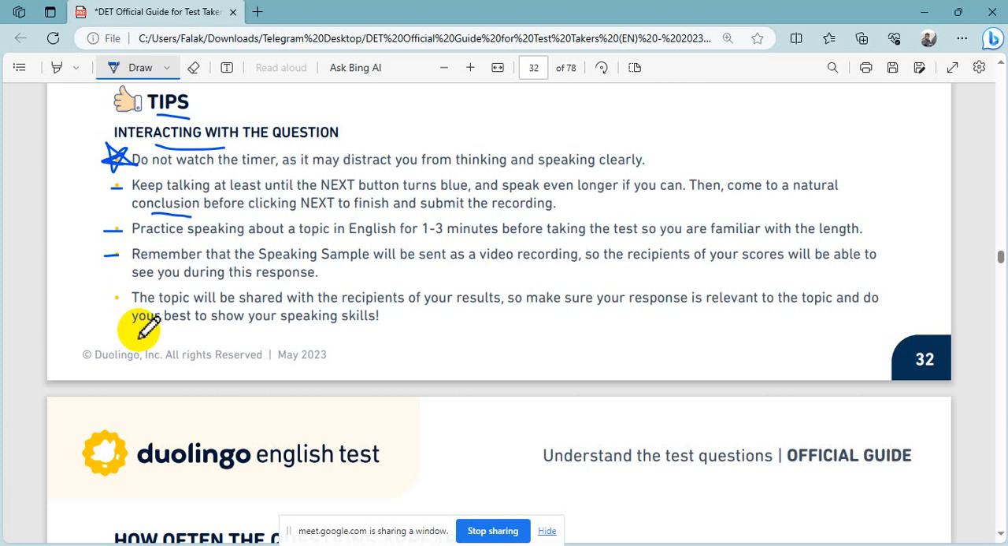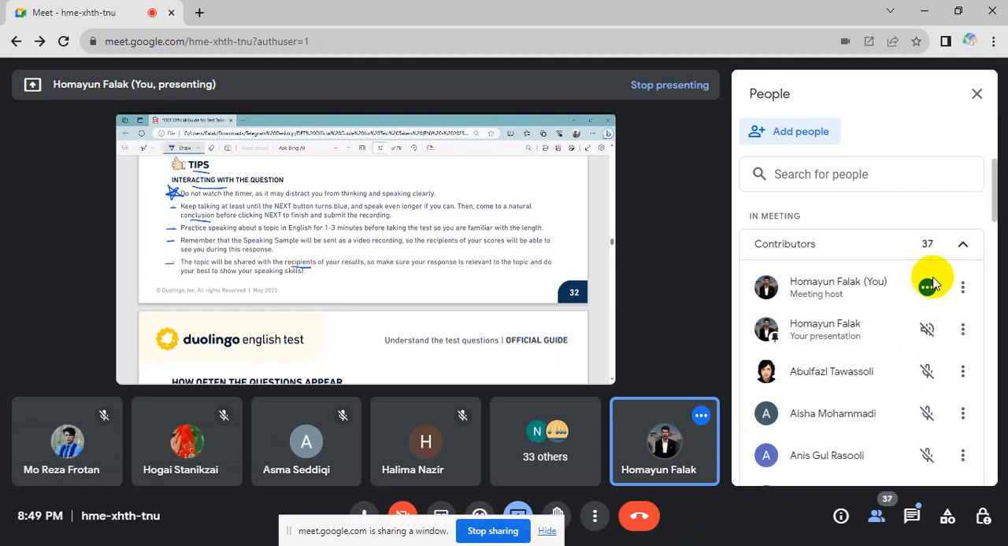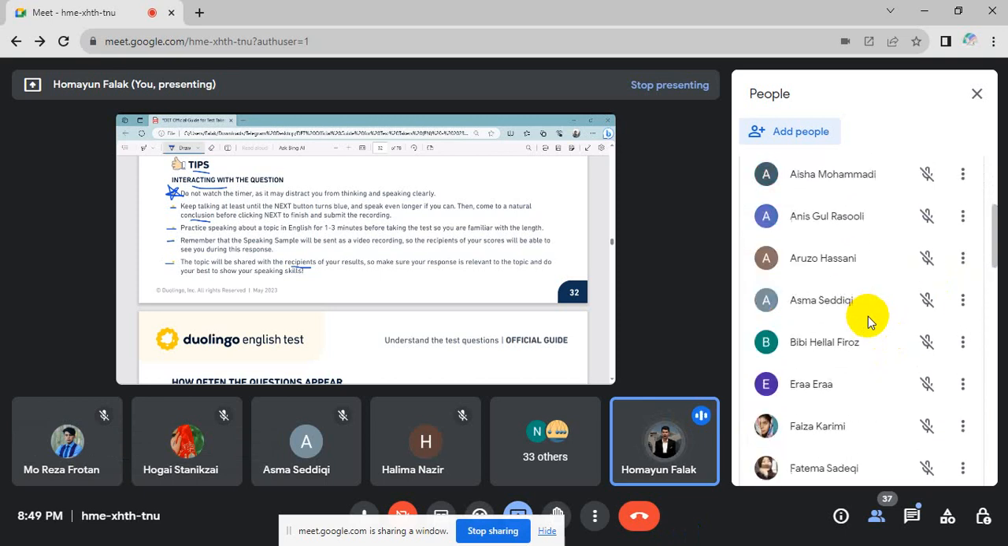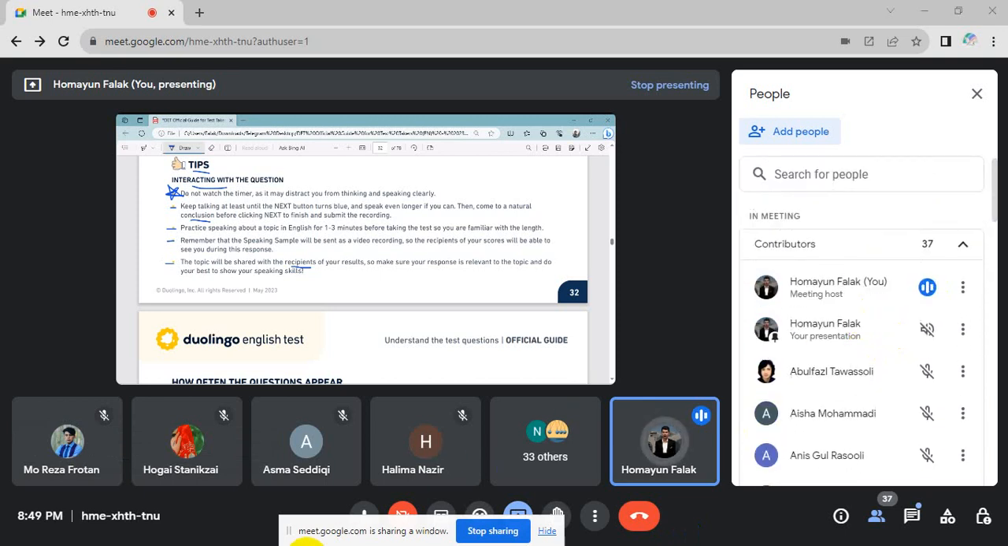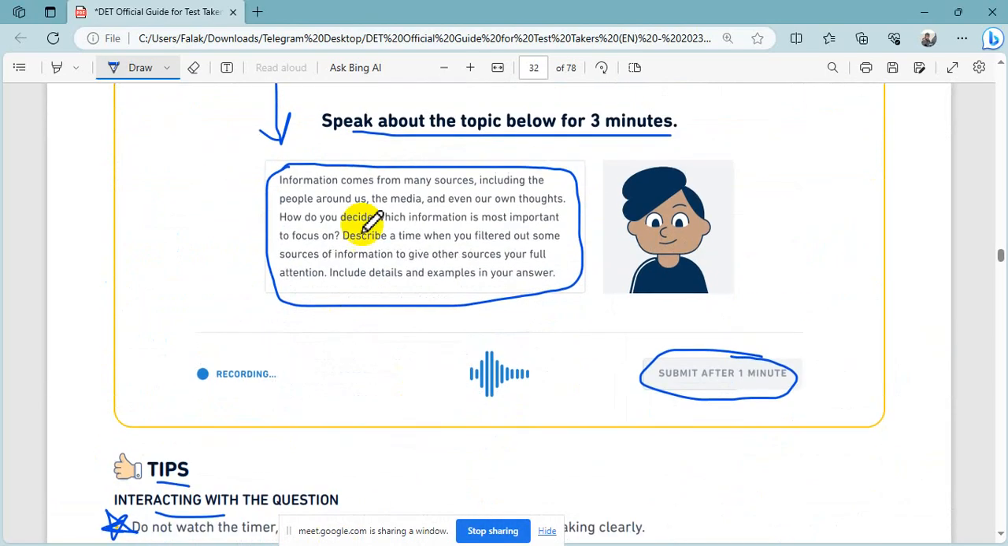And the last step here says that the topic will be shared with the recipients. Recipients are the universities or any other organization you send your scores to. The topic will be shared with the recipients of your results. So make sure your response is relevant to the topic and do your best to show your speaking skills. So that's it. This is also something that you should keep in mind. Okay guys, so these are all the tips that we have. So let's talk about this prompt.